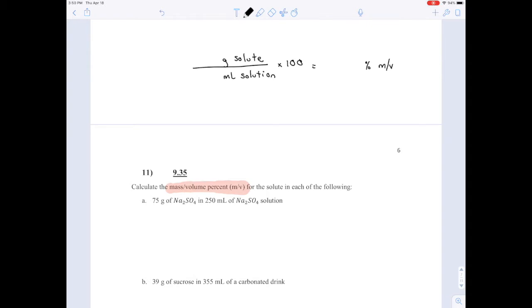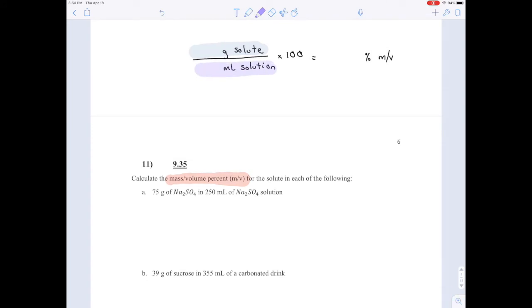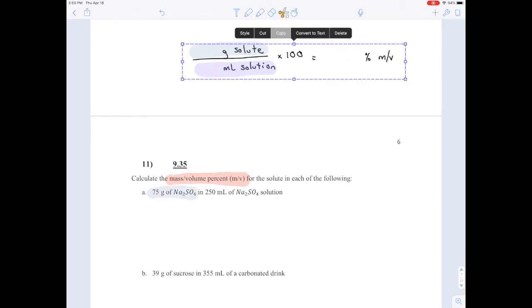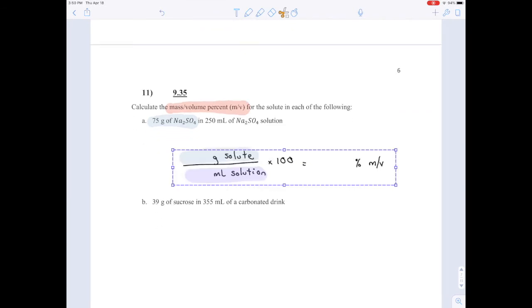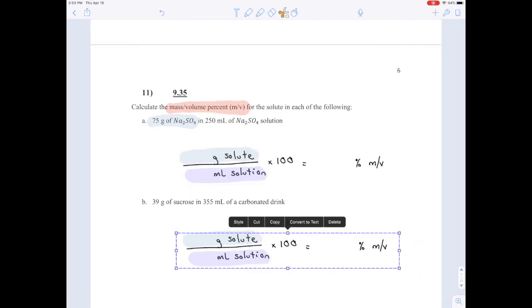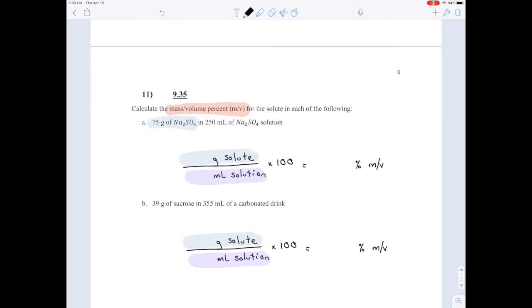And so as we read this, we're going to be looking for those two things, the grams of solute and the milliliters of solution. So in A, they say you have 75 grams of something in 250 milliliters of solution. Well, 75 is the lower number. It's clearly the solute, so we're going to plug that in here. We've got 75 grams of solute and then 250 milliliters of solution. We can plug that into the milliliters of solution.